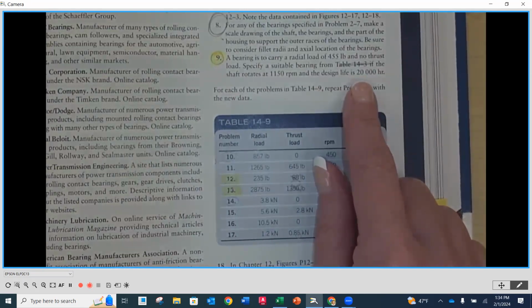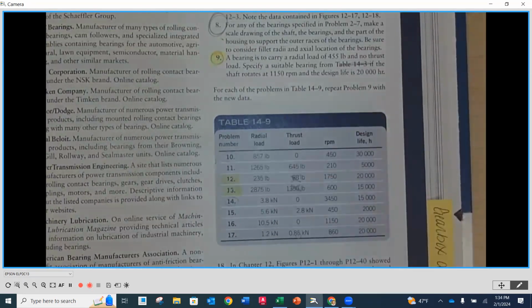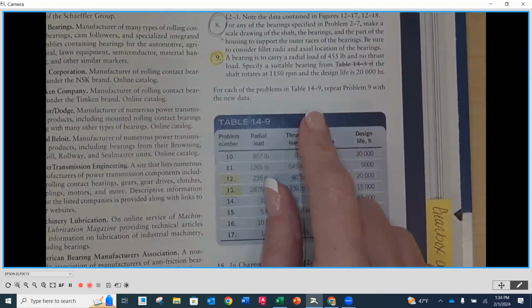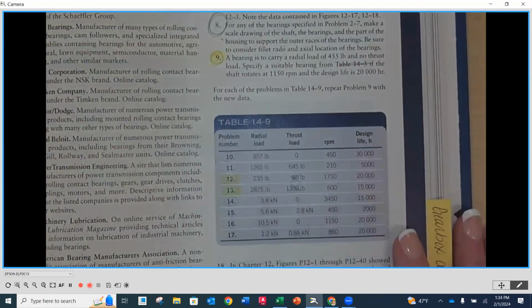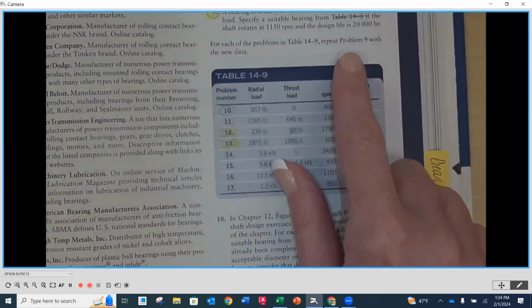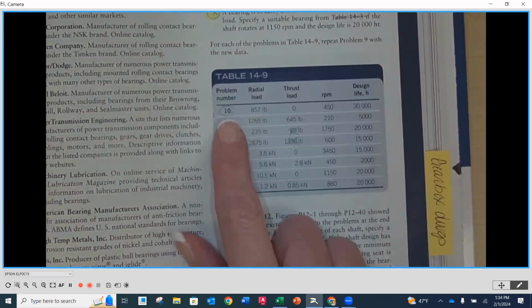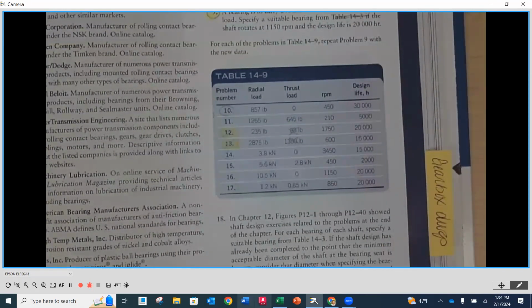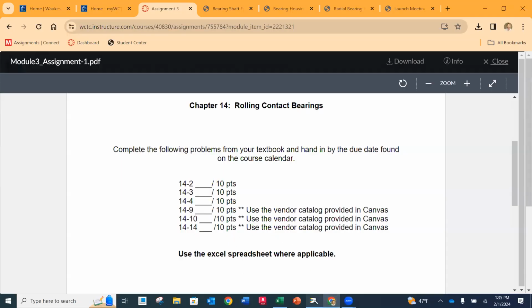Now, it doesn't ask you for the mounting information, but I want it. Fill in the entire portion at the bottom, the pink portion, sizing a bearing and identifying the limits for the shaft and the housing for this one. And then you're going to repeat problem number 9 for 10 and 14. I've got things crossed out. Yeah, 10 and 14.